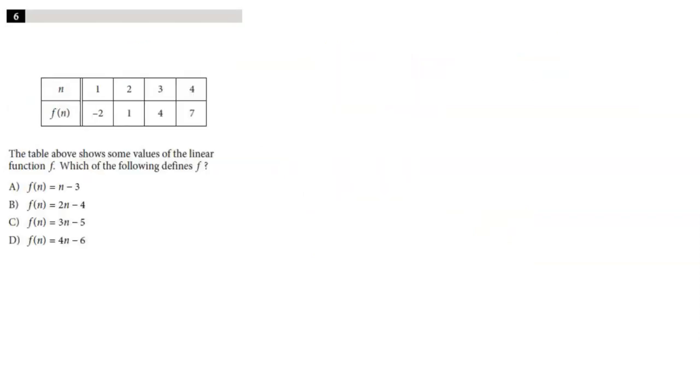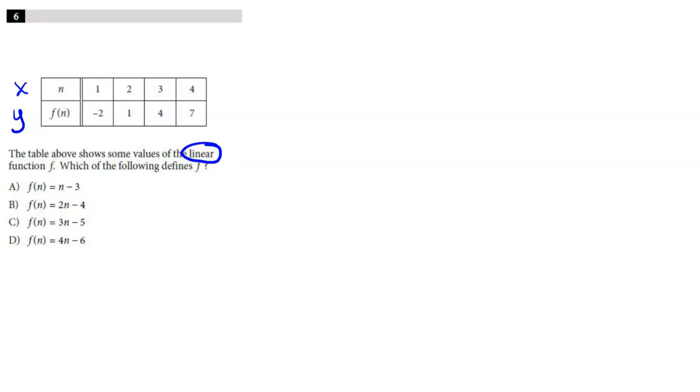All right, so I have a table here. It says the table above shows some values of a linear function. So we know this thing is a straight line. Which of the following defines f? So which one of these equations will the numbers fit? Remember, you can think of n as x, and then f of n is kind of like your y. So you have inputs and outputs. One way would be to just plug the numbers in until you get one that works for all of them.